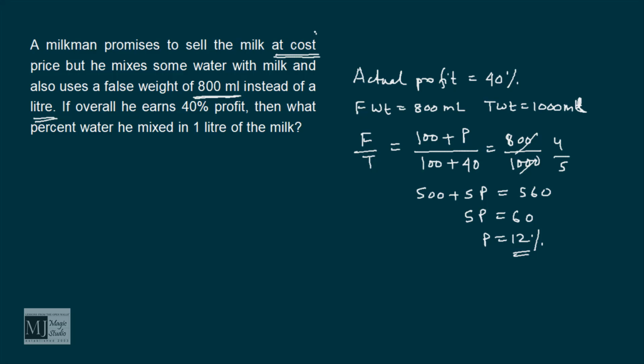But here he was professing to be selling at cost. That means he was mixing some water with the milk, isn't it? Let me have the entire detailed process first. We have milk, we have water, okay, and this is being sold at 12% profit actually.